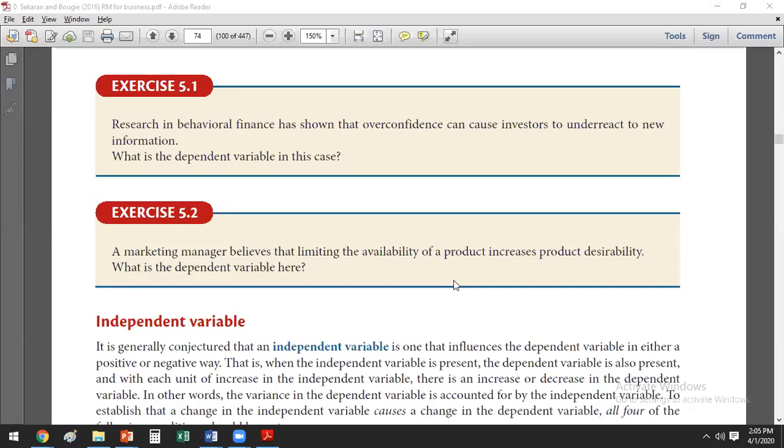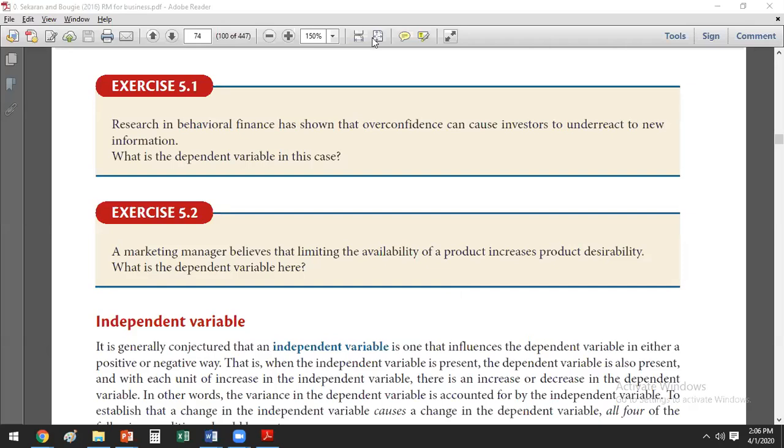So the answer to exercise 5.1, what is the dependent variable in this case? The dependent variable in this case is underreact to new information, or you can also say underreact to information. You have defined it, but since it is a variable, it does not need to have so many words. Keep it a little concise. So you may say underreaction to new information.